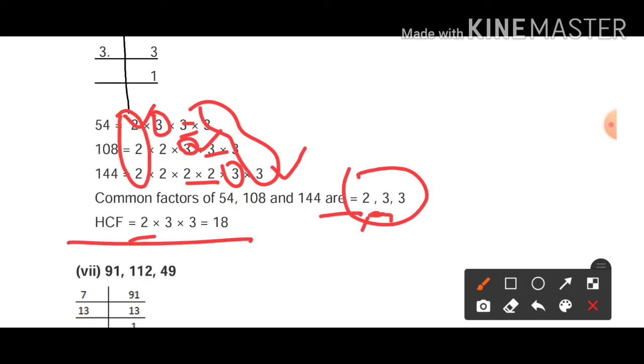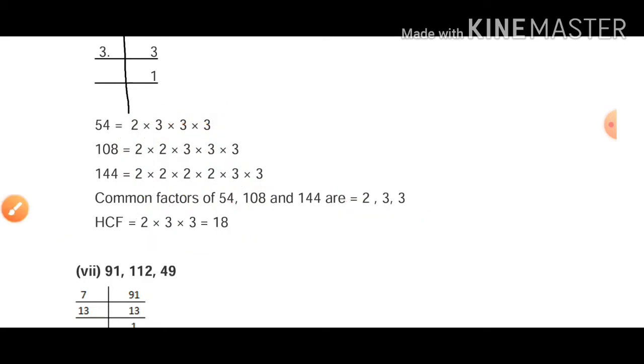So 2 multiply 3 multiply 3. So 2 3s are 6, 6 3s are 18. So you can say that the HCF of all three numbers is equal to 18.